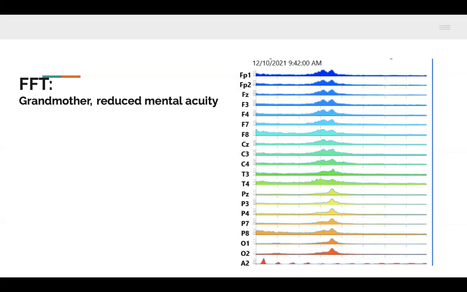So this is a grandmother, and she came in with reduced mental acuity. So she has a nice band, and you can see that. And we always look at the bottom, and her alpha band is 4, 6, 8, 10, about 9.2 hertz peak alpha. And what's nice about hers is, like I said, the alpha band propagates like a ripple in the water from the back of the head to the front of the head.